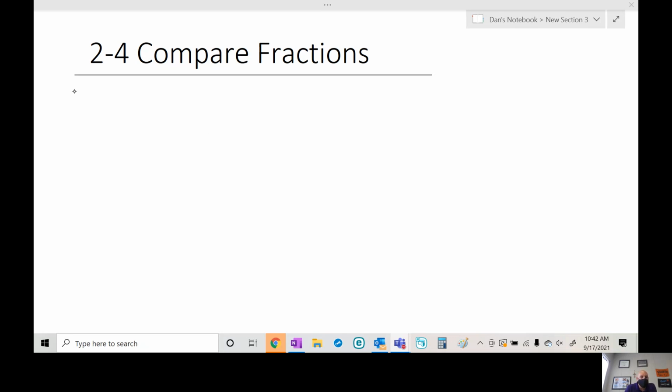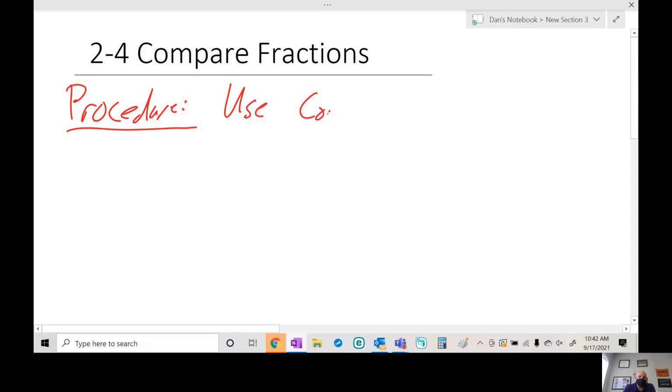So the best way to compare fractions is, we're going to talk about our procedure. We are going to need to use common denominators. So once you get the denominators to match, then you can compare just which number's bigger. Let's get an example.